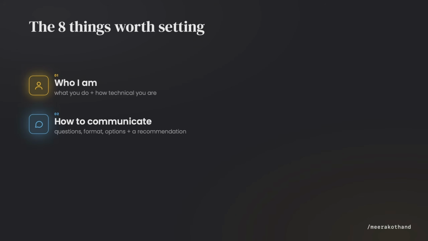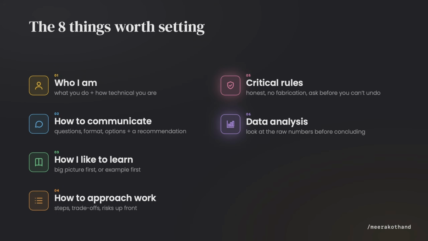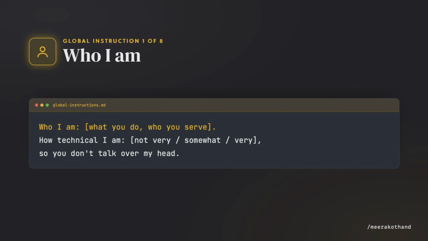So, what can you do that turns Claude from a cheerleader into a thinking partner? When I was researching on how to do this the best way, I landed on 8 things worth putting in here. And I'll walk you through why each one earns its place. All right, so the first one, who you are, and importantly, how technical are you? It's very likely that when you are working with Claude, you're going to be setting a lot of things up. So I felt that this was important to put in there.